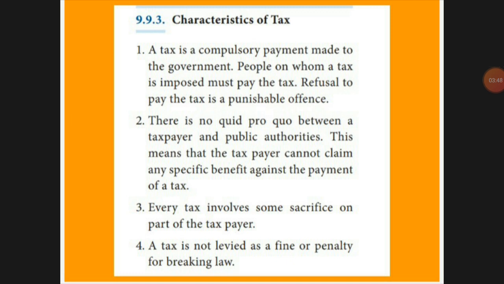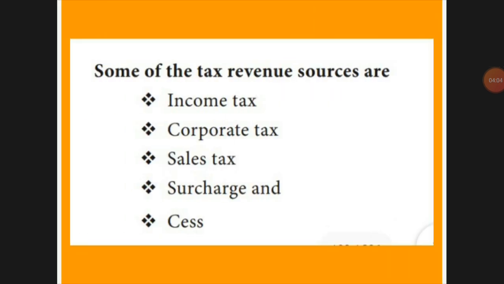Fourth, tax is not a penalty or a fine for breaking the law. It is levied on the citizens of its country. The citizen has to pay to his government. That is what a tax is. Some of the tax revenue sources are income tax. Income tax is for each individual having a salary or income per month or yearly. According to that, they have to pay tax to the government.